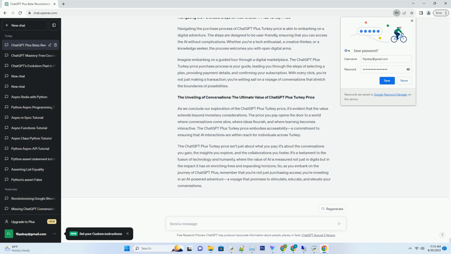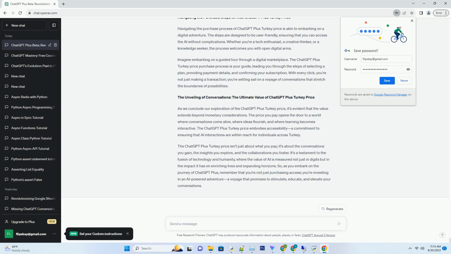The unveiling of conversations, the ultimate value of ChatGPT Plus Turkey price. As we conclude our exploration of the ChatGPT Plus Turkey price, it's evident that the value extends beyond monetary considerations. The price you pay opens the door to a world where conversations come alive, where ideas flourish, and where learning becomes interactive. The ChatGPT Plus Turkey price embodies accessibility, a commitment to ensuring that AI interactions are within reach for individuals across Turkey. The ChatGPT Plus Turkey price isn't just about what you pay, it's about the conversations you gain, the insights you explore, and the collaborations you foster.